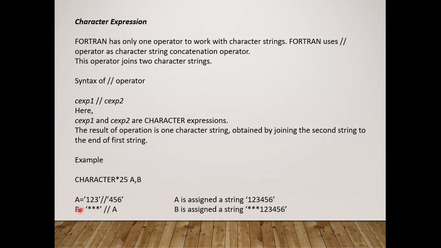Similarly, if you write in single quotes triple star and then a, which is 123456, you will get the value as triple star 123456. So this is how the character expression is to be used with the help of the concatenation operator. So there are four expressions we have seen: arithmetic, logical, relational, and then character. That's it. We'll see the next one in the next lecture.